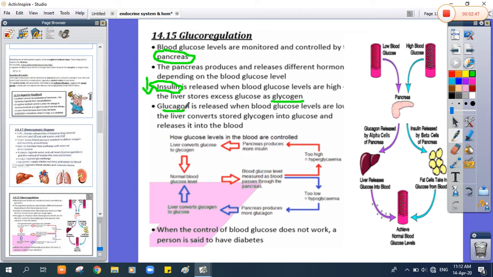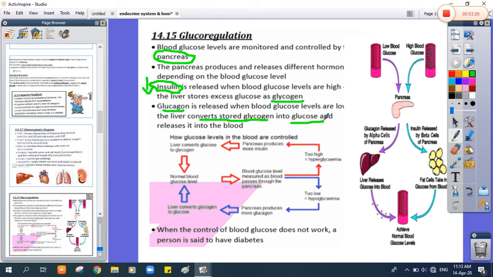On the other hand, the glucagon, when your body needs glucose, the glucagon hormone converts the stored glycogen into glucose. So again, the glucagon converts stored glycogen into glucose. Okay, and when the glucose is released in your blood, your body will use the glucose in the respiration process to produce energy from it.